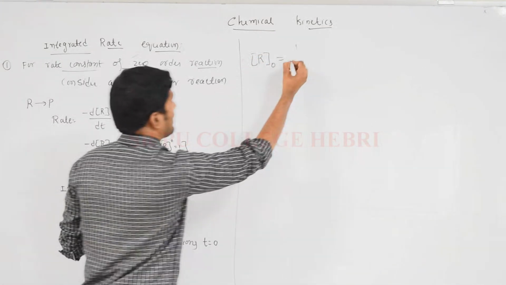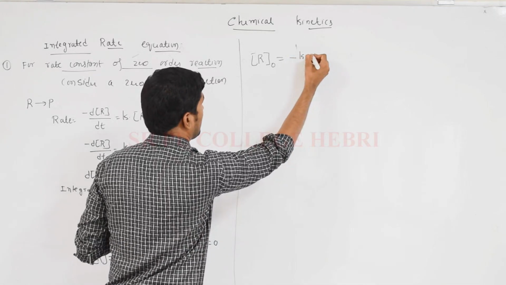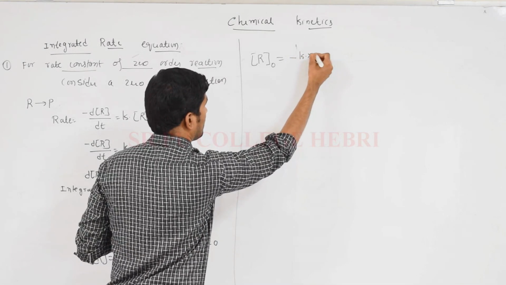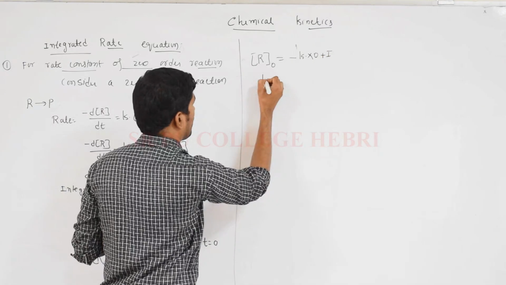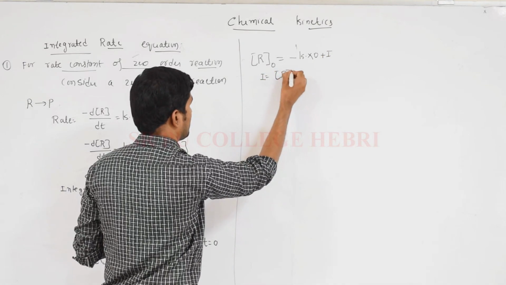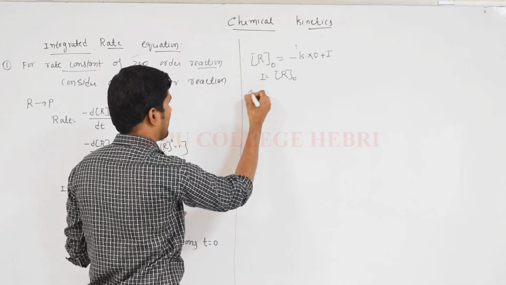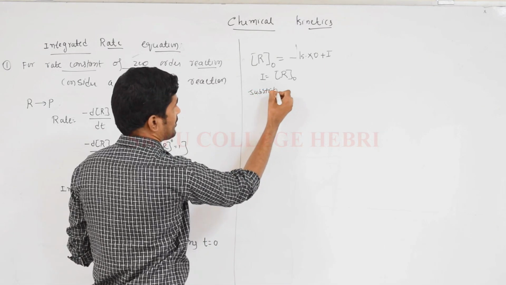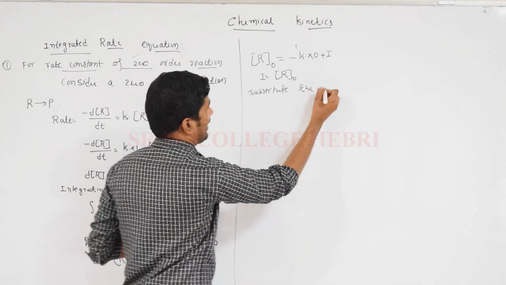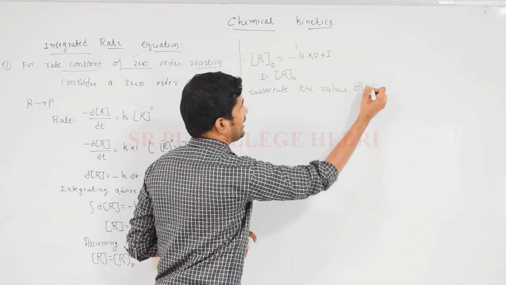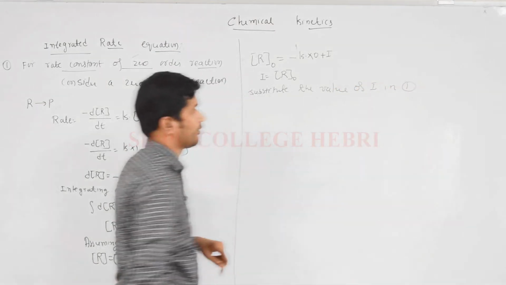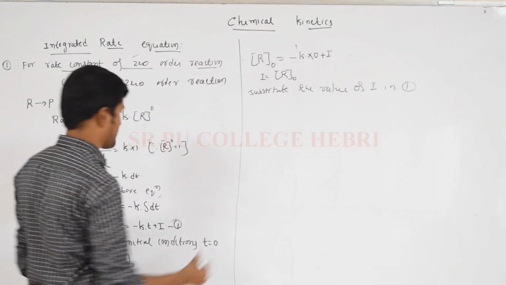Okay, R is equal to minus K into T plus I. T is 0, so what is I equal to? I is equal to R naught. Now substitute the value of I in equation 1.